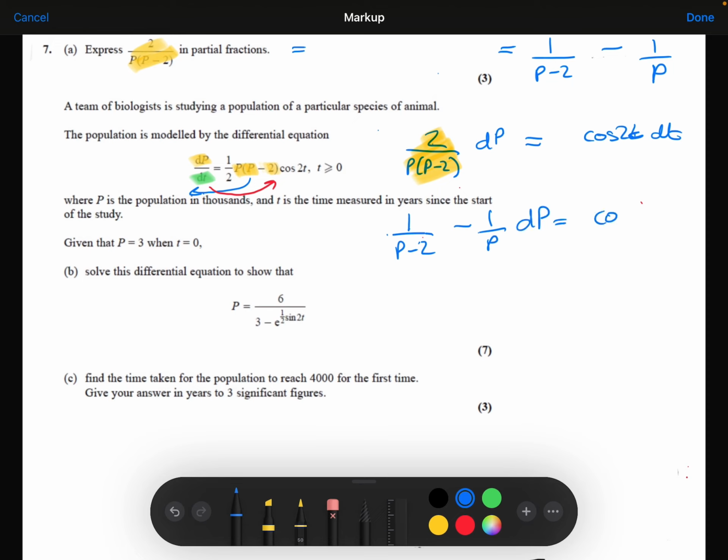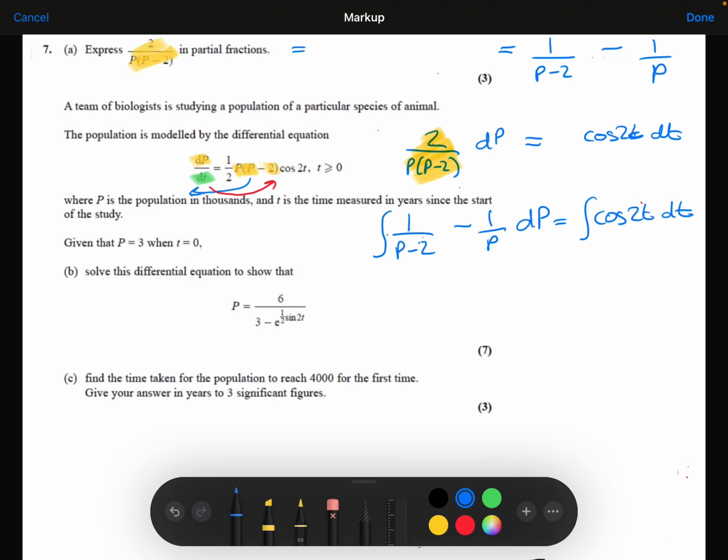So when you're separating your variables, remember that you can have the constants on either side. I could have left the half there if I wanted to, but hopefully you can see how it makes sense to actually have the half times both sides by 2 and have a 2 on the left-hand side.